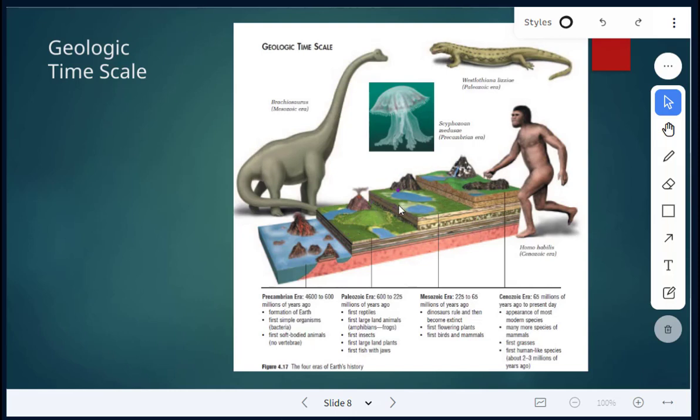Then we get to the Mesozoic era, 225 to 65 million years ago. This is where the dinosaurs were ruling and then they became extinct. First flowering plants, first birds and mammals. And here we have the Cenozoic era, 65 million years ago to present day. Appearance of most of the modern species, many more species of mammals, first grasses, and first human-like species, about 2 to 3 million years ago.